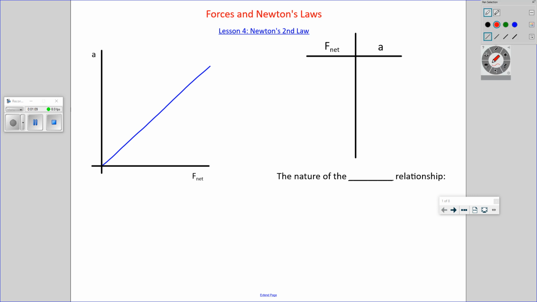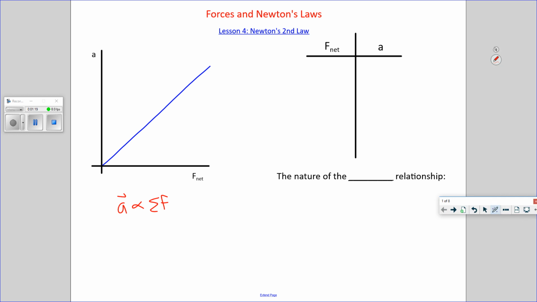What we get is that the magnitude of acceleration is... Now we can say that. We can call these both vectors. So acceleration is proportional to net force. All right, so that means mathematically proportional, but also really importantly, vectors A and net F are always in the same direction.